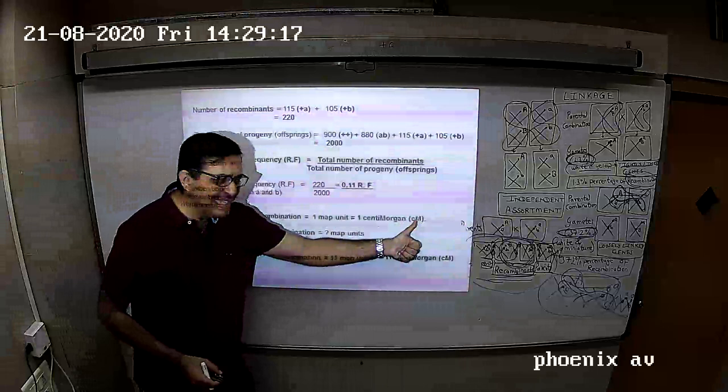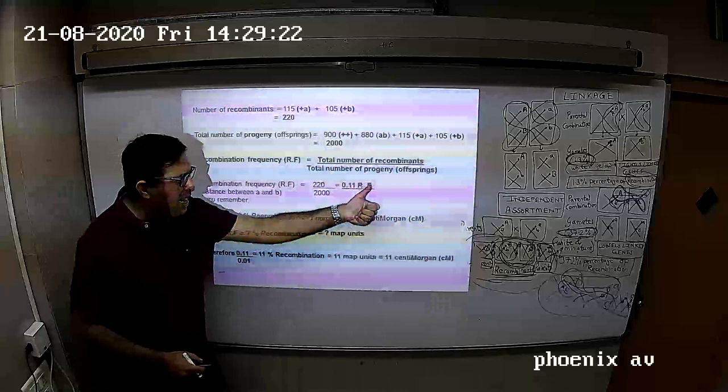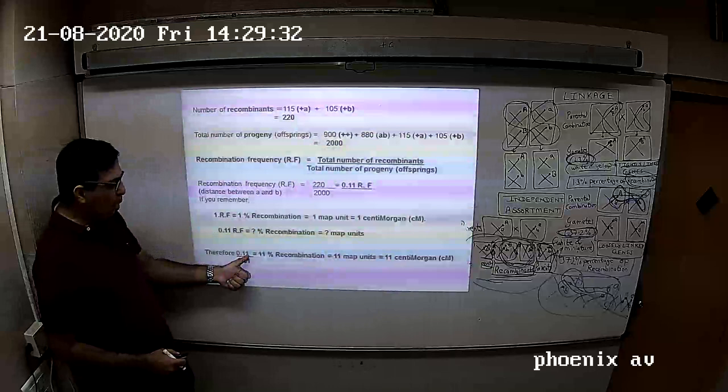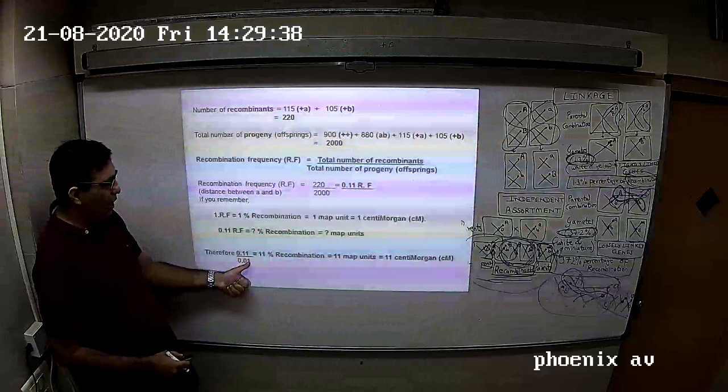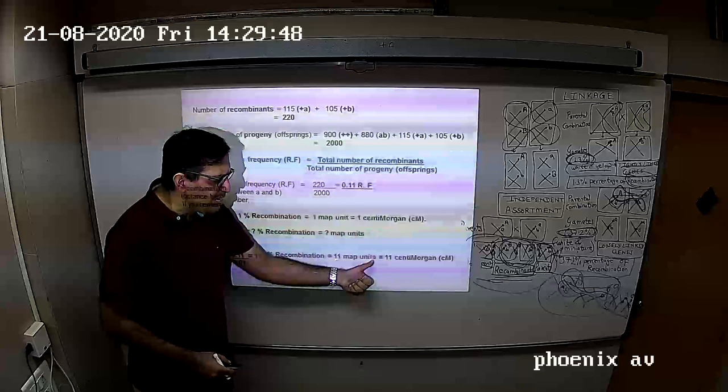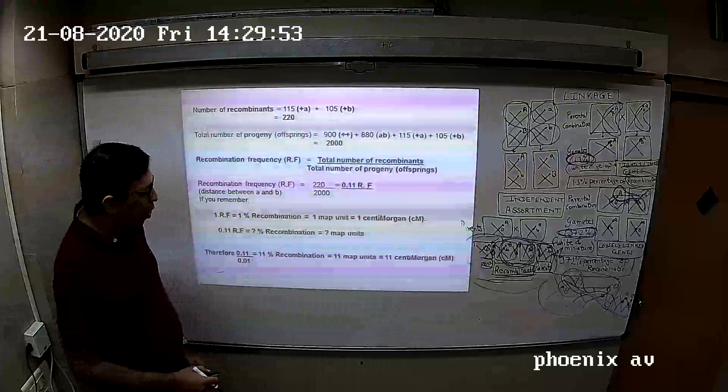So, how much will be 0.11 recombination frequency in terms of percentage recombination or MAP units? That will be 0.11 upon 0.01, that is 11% recombination, which is same as 11 MAP units or 11 centimorgans. So, that is the way we got recombination frequency.